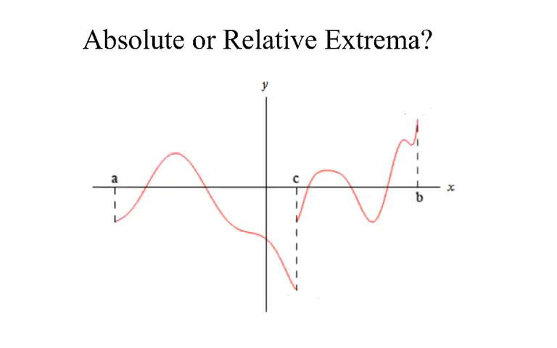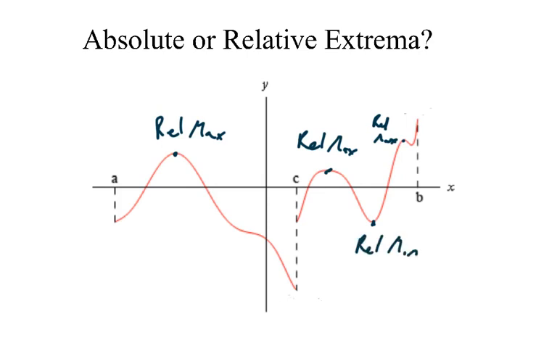Let's look at some other absolute extrema. Notice again, this would be a relative max. Here's another relative max. This little guy is also a relative max. This is a relative min. This is actually also a relative min. It's relative to all the stuff around it. This one is an absolute min.